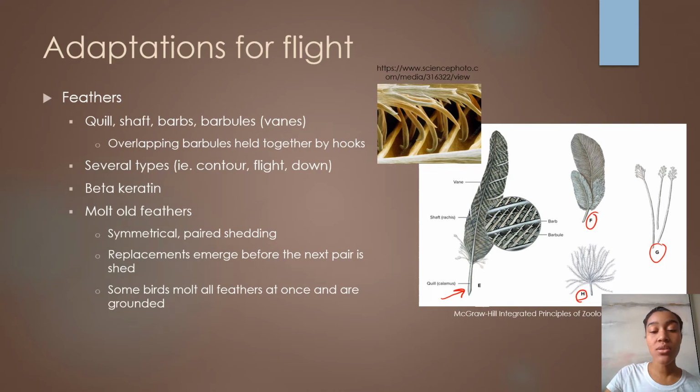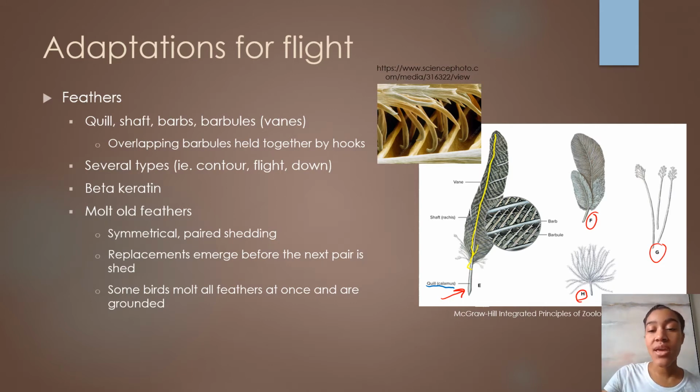We have the quill, and the quill is the part of the feather that connects the feather to the bird. And it's also hollow in the center. And then from the quill extends the shaft, and the shaft runs down the center of the feather. Kind of try to highlight it there. And then off of the shaft, laterally extending are these barbs.